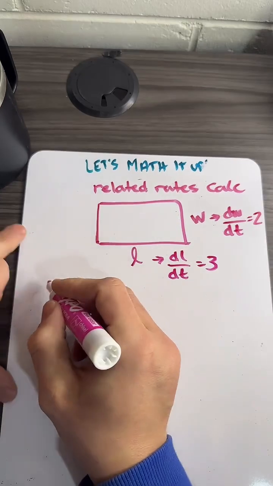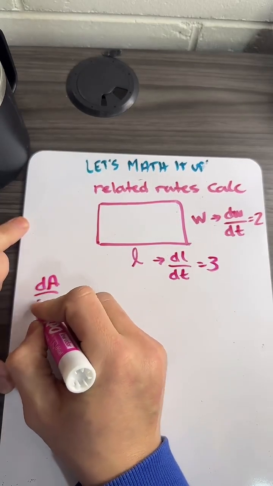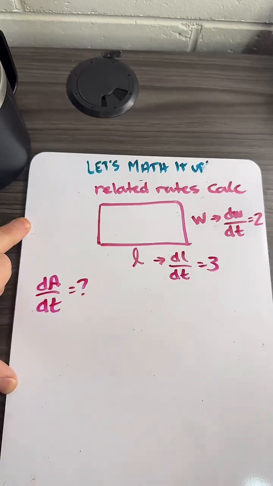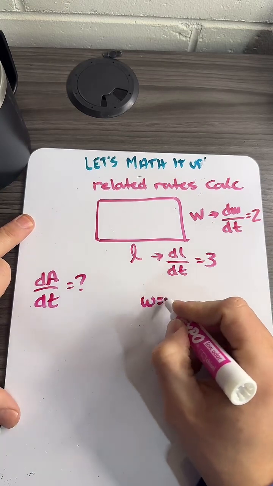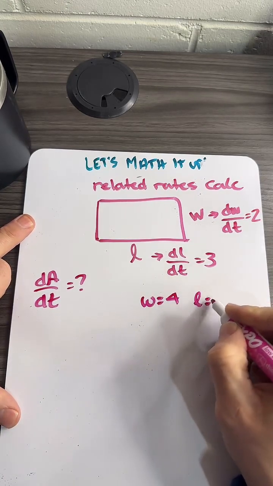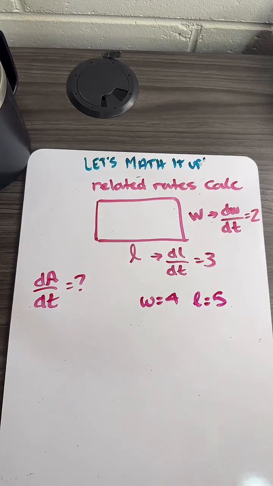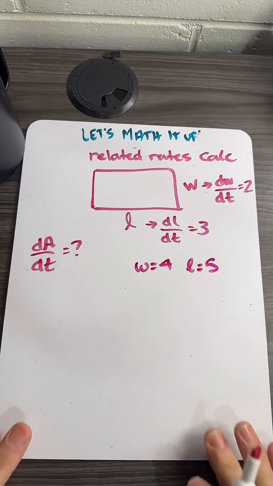At what rate is the area, okay, so what rate is the area changing over time, when its width is 4 and its length is 5. All right. Might be the easiest related rates problem, but we got to start somewhere.